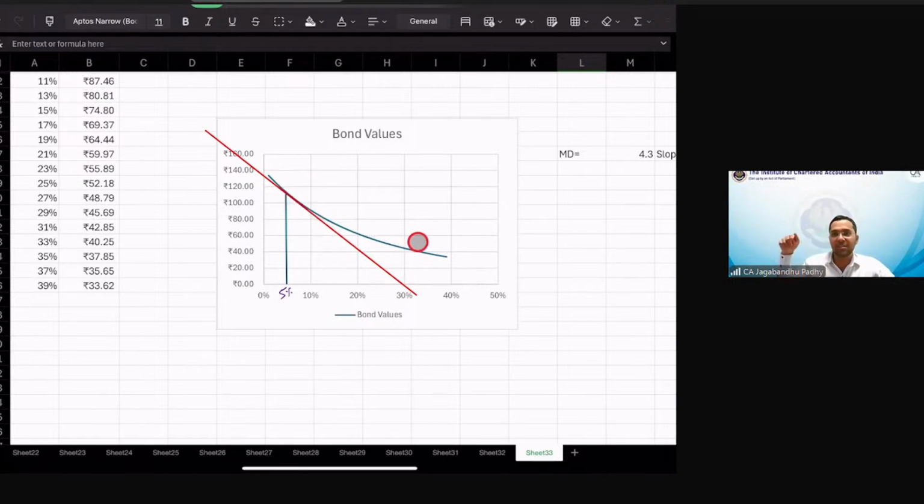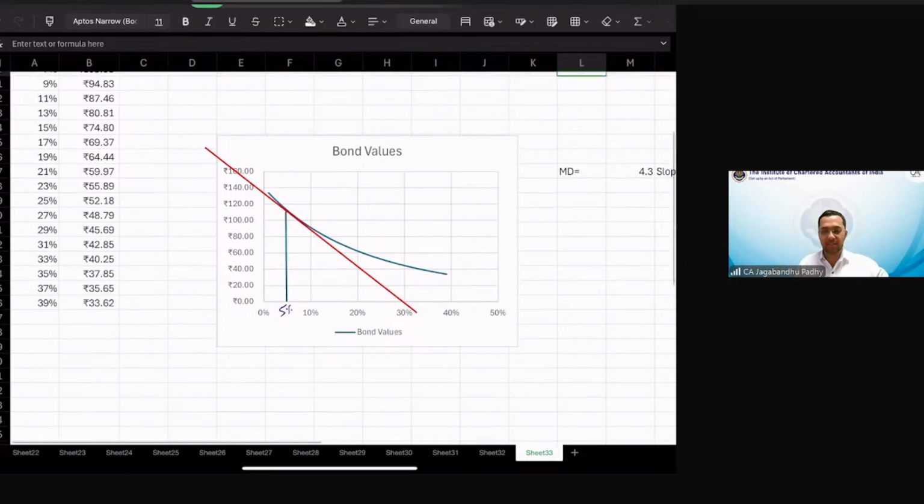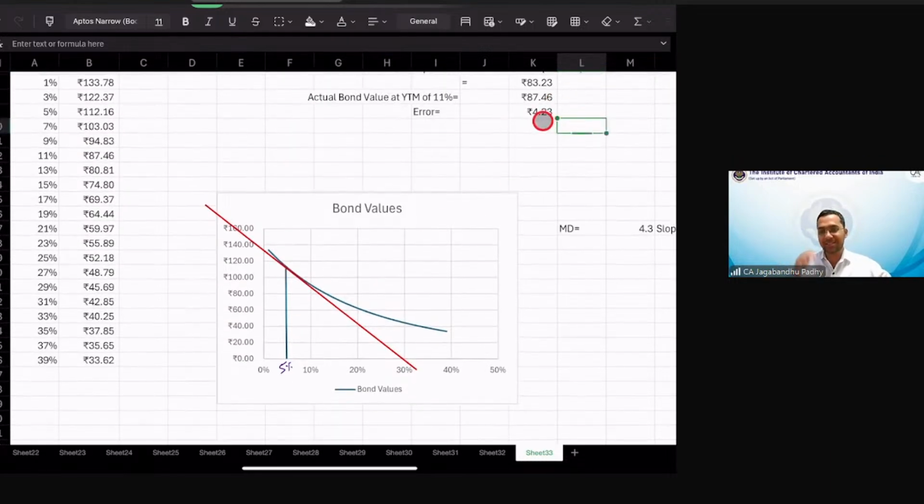Because of the curvature. And that curvature is going to be named as convexity. So that convexity adjustment is something that we are going to add. And we will observe that after we add the convexity adjustment, the error that we are observing here gets reduced. It gets substantially reduced. For all practical purposes, we can definitely see that now the gap is properly filled up.